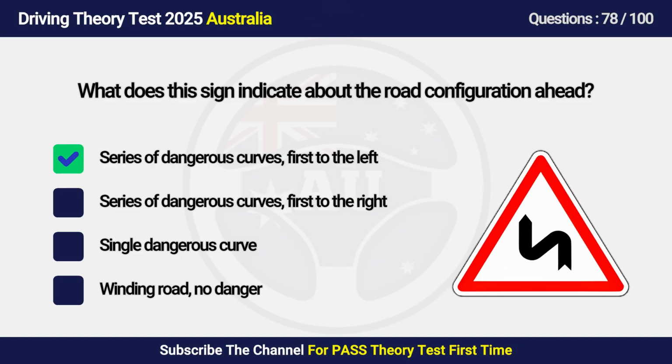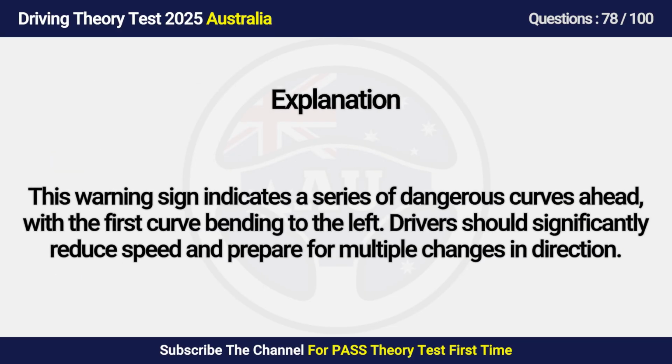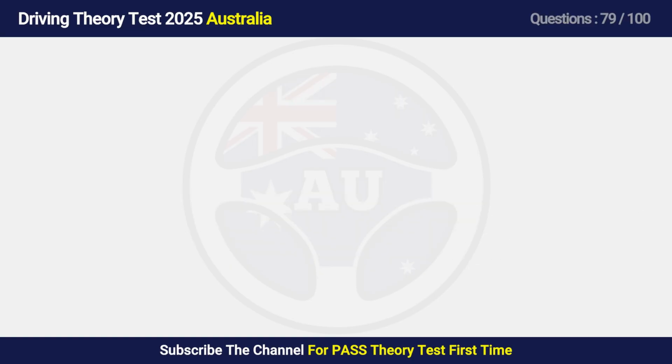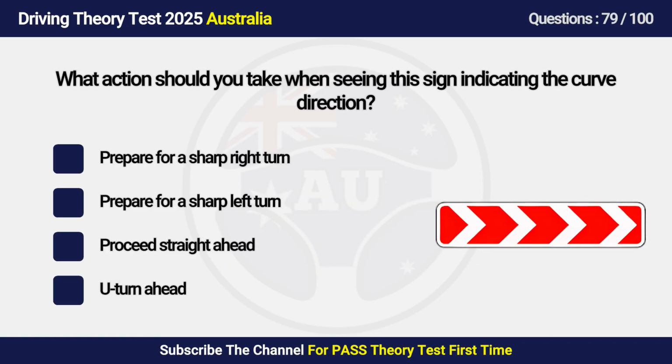Answer is A. Series of dangerous curves first to the left. This warning sign indicates a series of dangerous curves ahead, with the first curve bending to the left. Drivers should significantly reduce speed and prepare for multiple changes in direction. Question 79. What action should you take when seeing this sign indicating the curve direction?